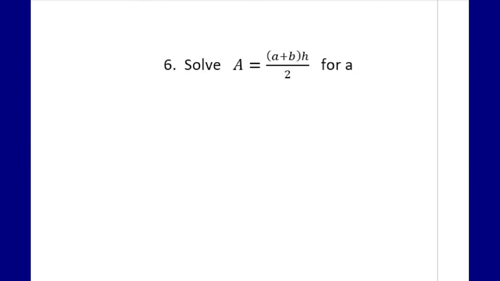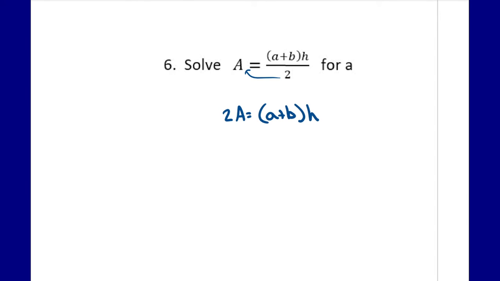For 6, I want to solve A equals (a plus b) times h divided by 2 for little a. So I want to try to isolate this. Again, in our previous examples, when we were dividing by 2, or dividing by something, we wanted to get rid of that first. We want to get rid of our fractions first. So we move the 2 up. It becomes 2A equals (a plus b) times h.